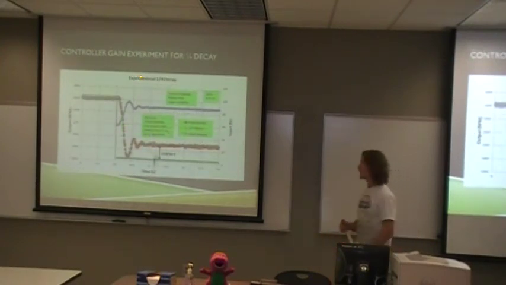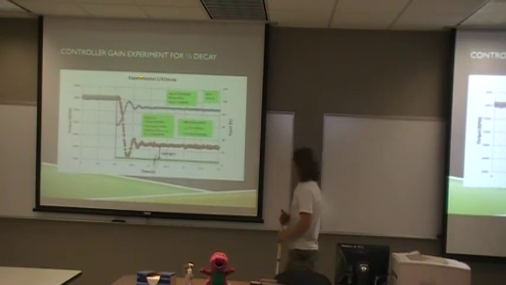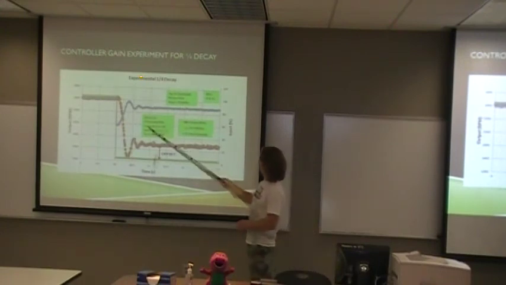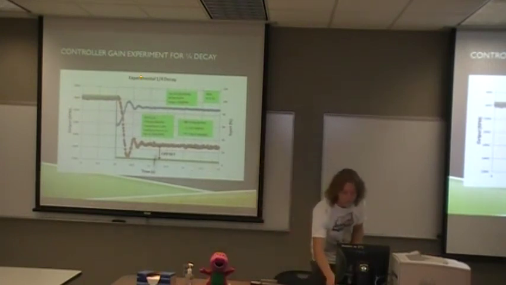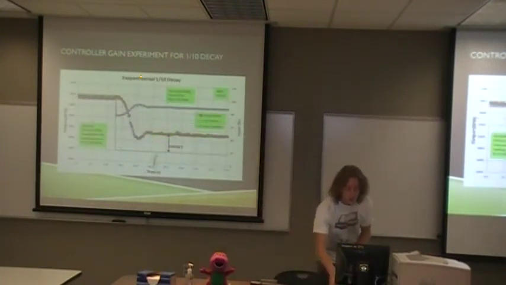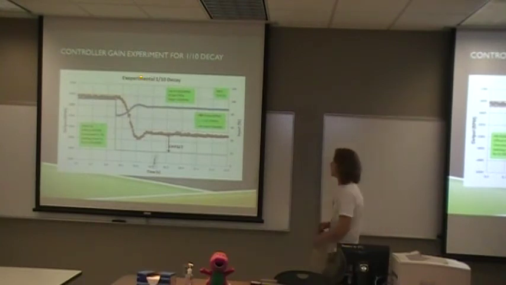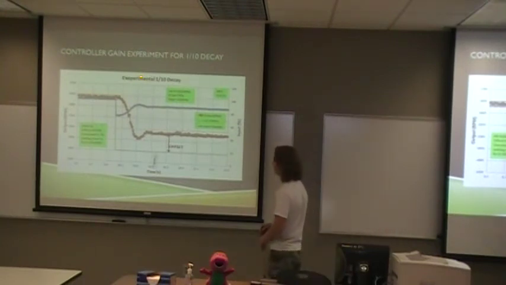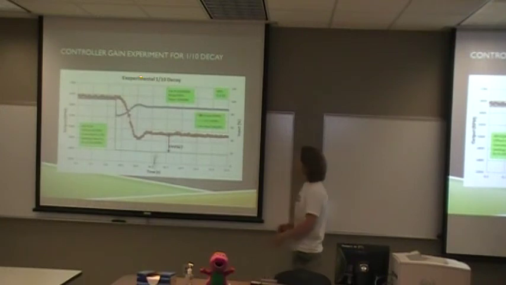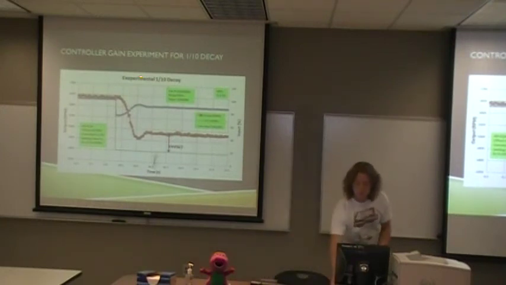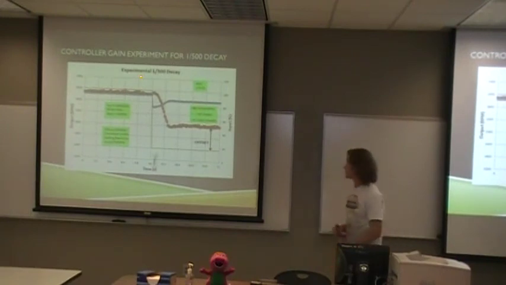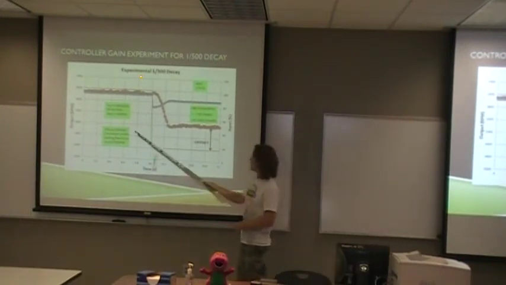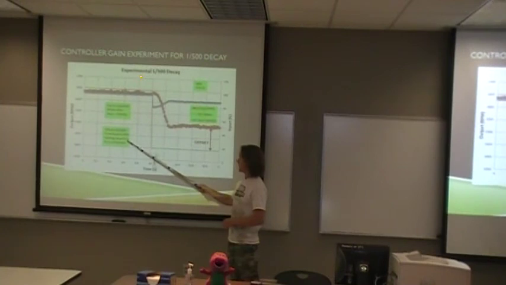Here's the same thing except for quarter decay. Offset got a little bigger, overshoot went down, and settling time was about 1.2 seconds. Same thing again for 1/10. The offset got bigger, and the overshoot got a little bit smaller, and the settling time went down. For 1/500, same story. The offset got bigger, overshoot went down, and the settling time went down.